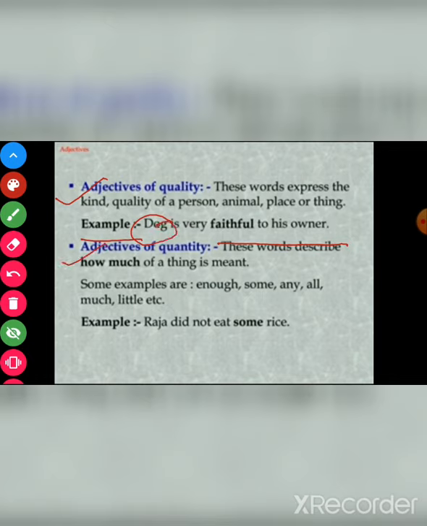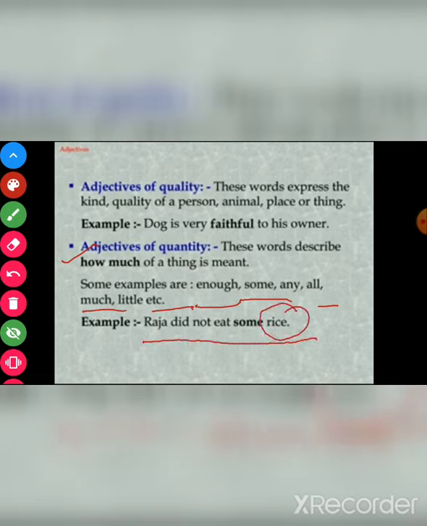Adjectives of quantity. These words describe how much of a thing is meant. So they indicate the quantity of the noun or pronoun they describe. Examples are some, most, enough, any, all, much, little, etc. They answer the question how much and are used with uncountable nouns. Here the example is Raja did not eat some rice. Rice is the uncountable noun and some is the adjective of quantity.